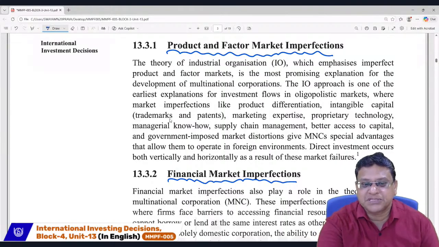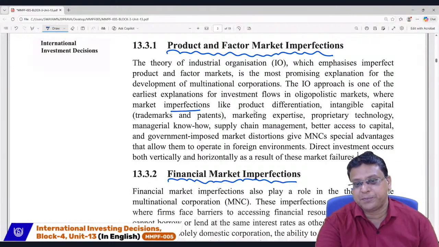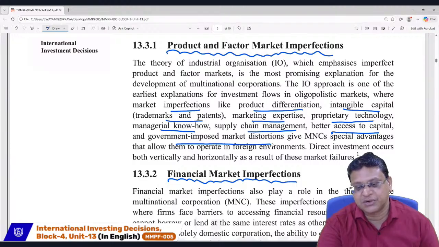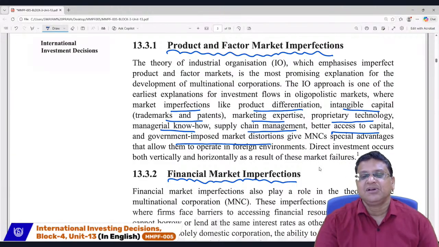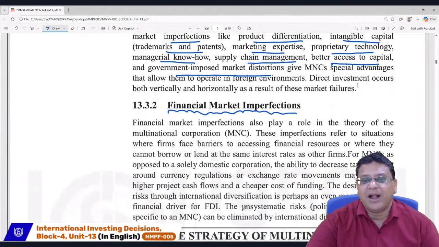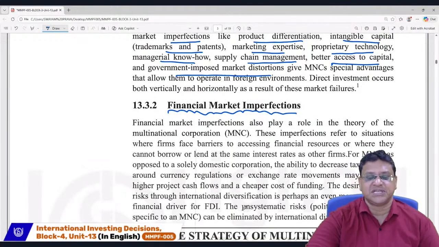The following imperfections induce an MNC to internationalize their production. What are the imperfections? Product differentiation, intangible capital, that is trademarks and patents, marketing expertise, proprietary technology, managerial know-how, supply chain management, better access to capital, and government imposed restrictions. These give special advantage to MNCs so that they want to start their operations overseas.